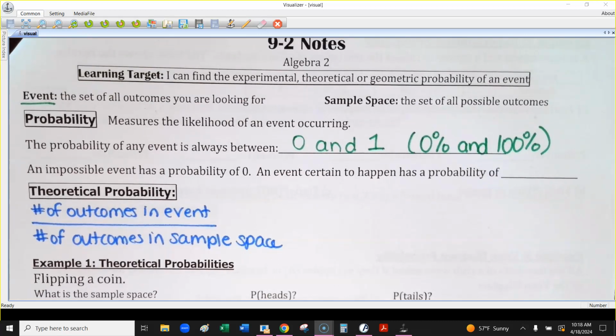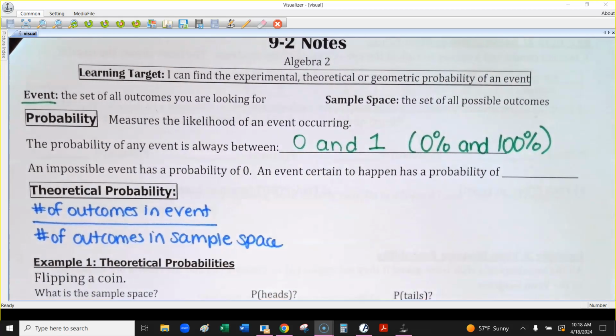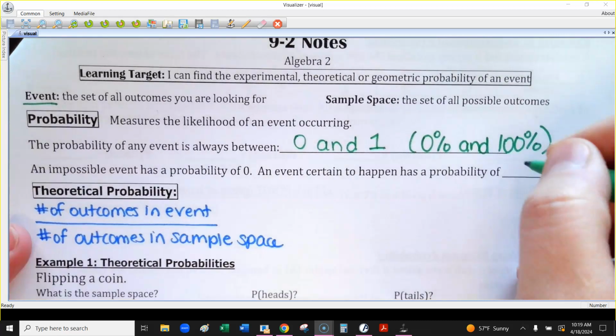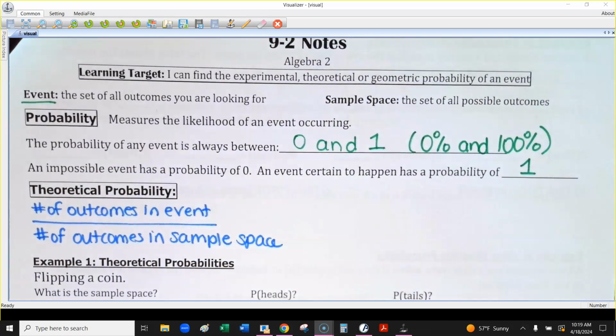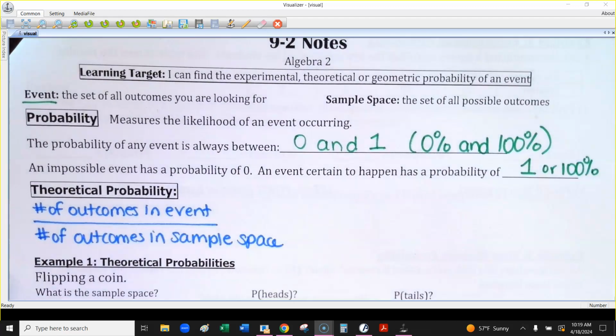And then this says an event is certain to happen. So like, let's say I flipped a coin, and what's the probability I get heads or tails? That has to happen. One of those two things has to happen. If it has to happen, the probability is 1, or if you do it as a percentage, 100%.